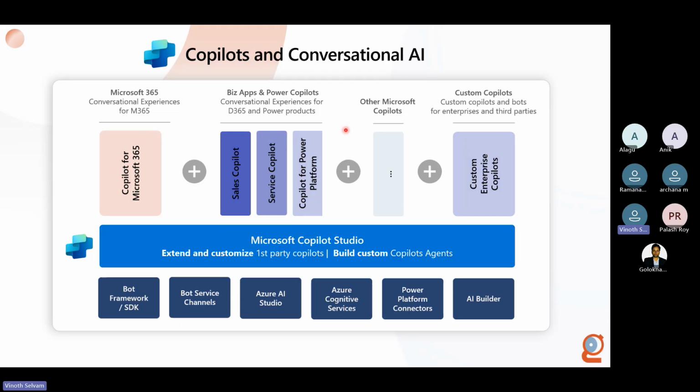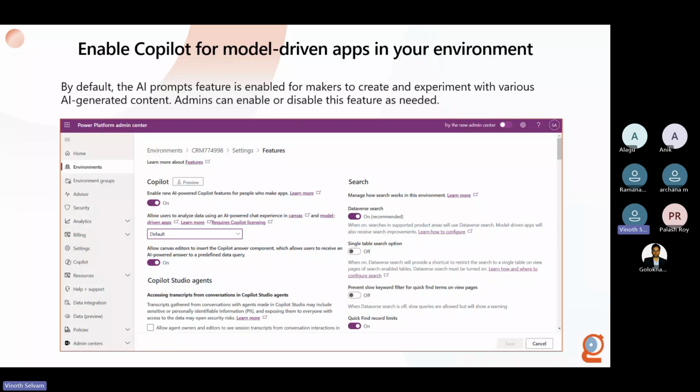Whatever the Copilot may be, Microsoft Copilot Studio is the platform that will be used to extend and customize all these Copilots, because it is actually powered by Azure Cognitive Services, Azure AI Studio and everything. So it has all the Power Platform connectors, inbuilt AI Builder, and other channels where you can publish the Copilot. So we are going to use this as a tool to make the Dynamics 365 Sales Copilot more powerful.